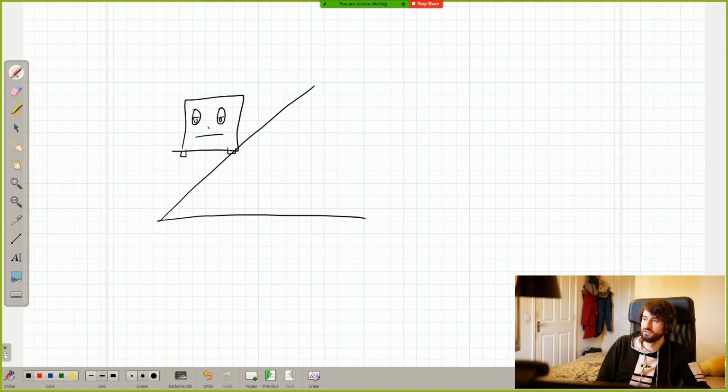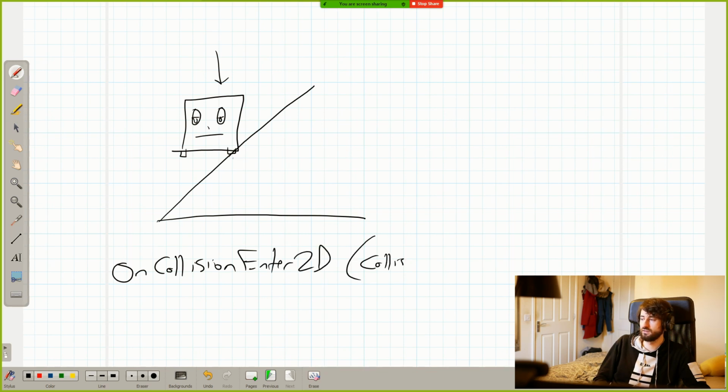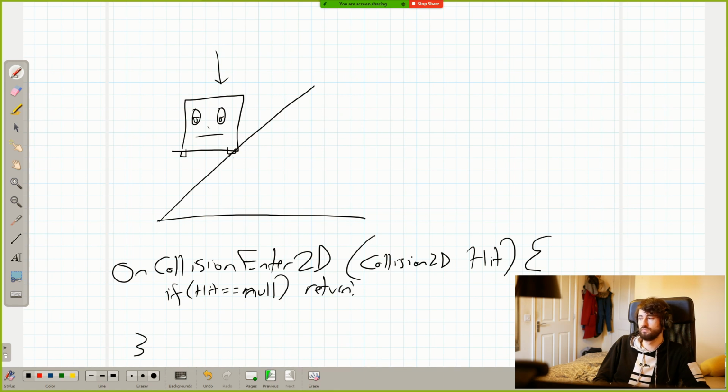I don't know why he's angry, but he is. And he's fallen down from the sky, and he's landed on the floor. Well, there's a lovely function in Unity called OnCollisionEnter2D, and it takes a Collision2D hit. I call it hit. What you can say is, first, if hit's null, as in if it hasn't hit anything, return. It shouldn't be null, because otherwise it wouldn't hit something, but you've got to be careful.